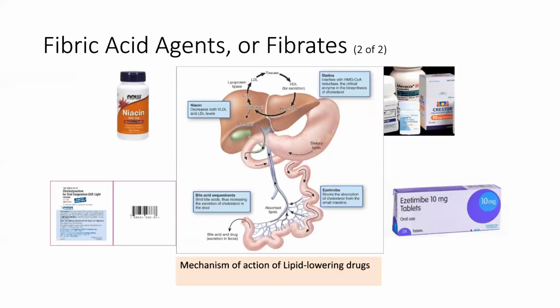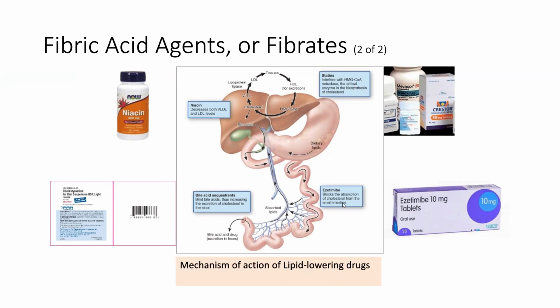Now, fibric acid agents or fibrates, how do they act on the body, what is their mechanism of action? The first is niacin. It decreases both the VLDL and the LDL levels. Then we use the statins. They interfere with HMG-CoA reductase, the critical enzyme in the biosynthesis of cholesterol.